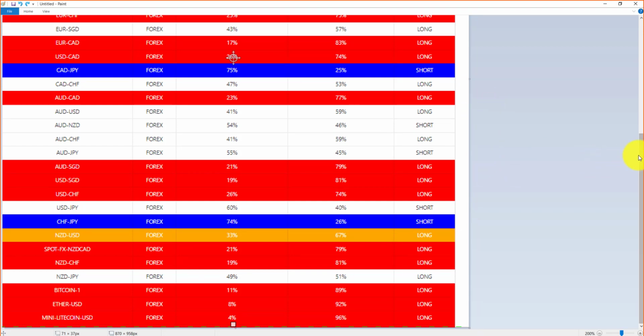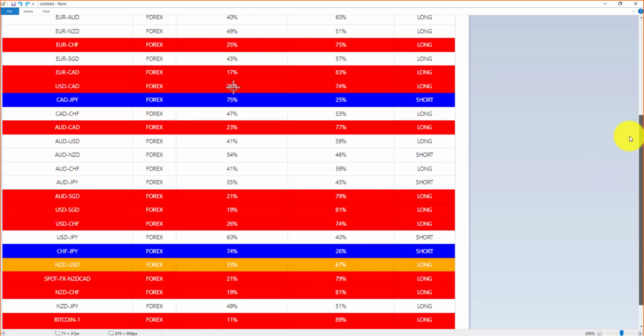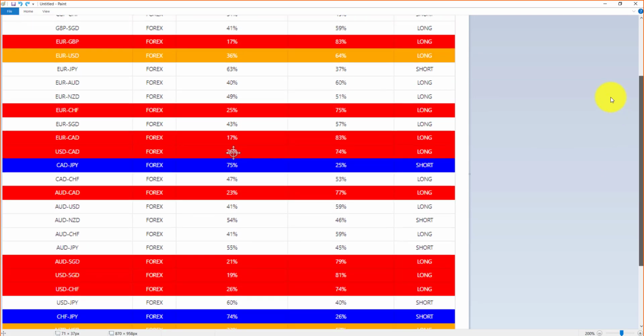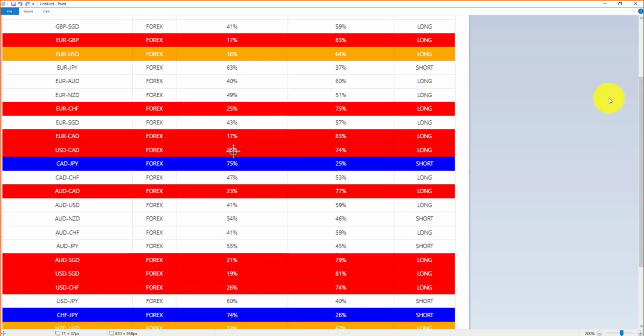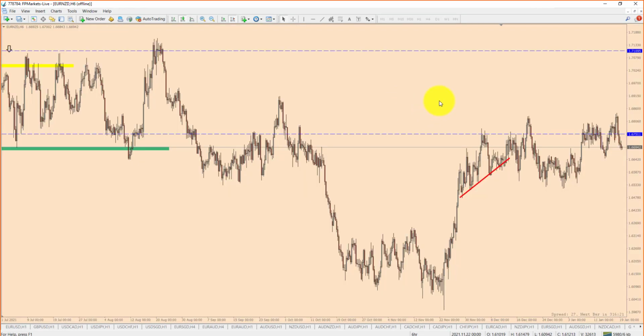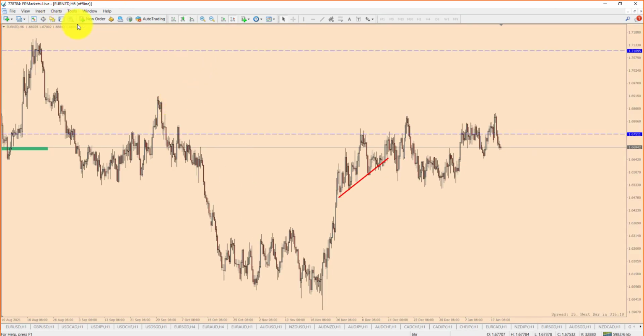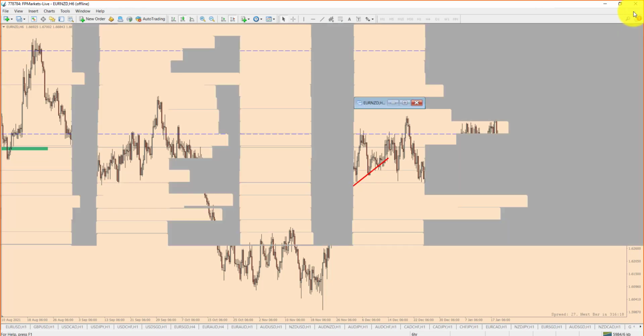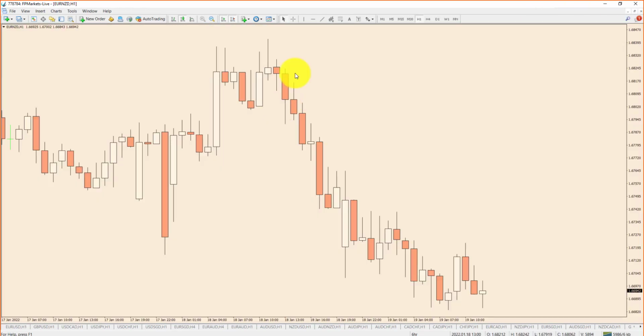What else? So we have Euro Kiwi. Euro Kiwi is neutral at 49.51. Don't think the chart's very good though. Yeah, this probably would work on a lower time frame, maybe a 1 hour or 4 hour or something.